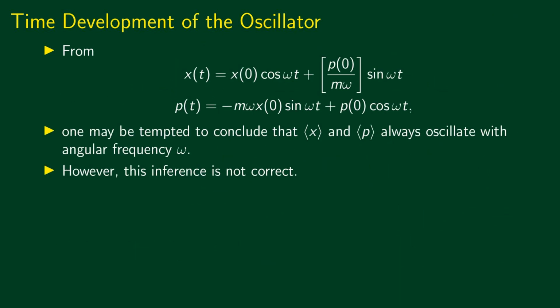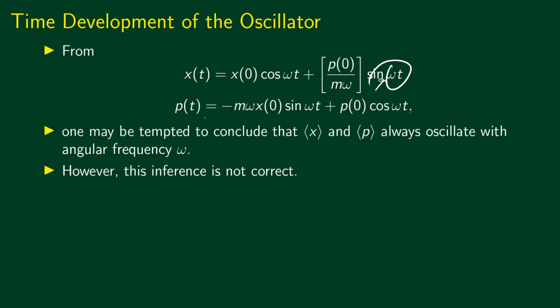Okay, we have obtained the expressions for x of t and p of t in two different ways. First, we obtained this by solving the Heisenberg equations of motion, and in the second method, we used Hadamard's lemma to find x of t and p of t directly. We see that the time dependences appearing here are oscillatory because cos omega t and sin omega t are oscillatory functions. Now what about the time dependence of expectation values?